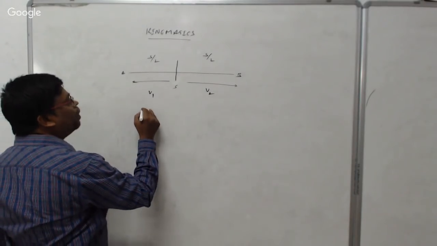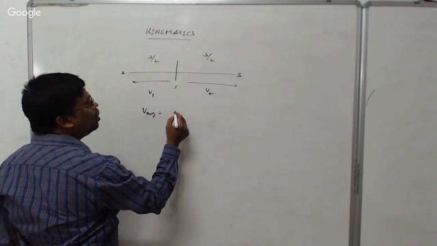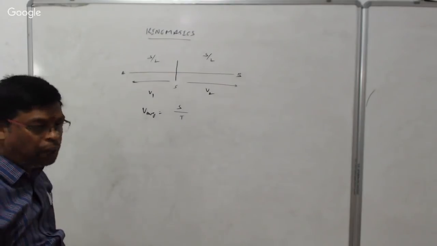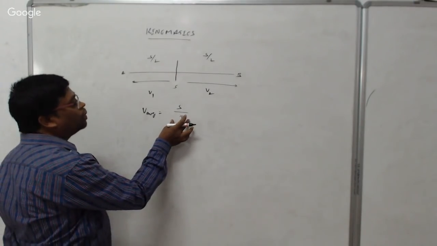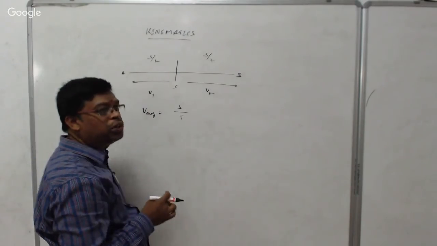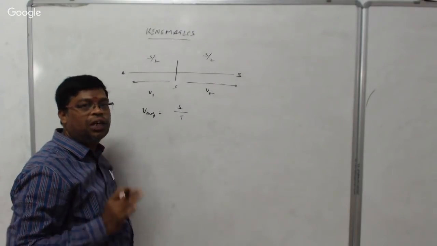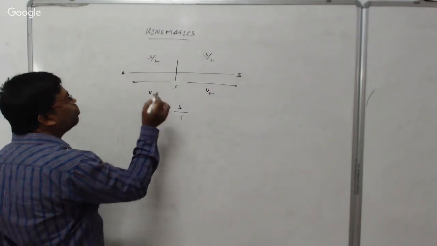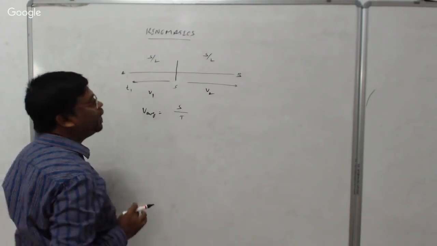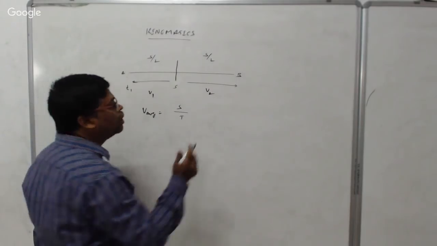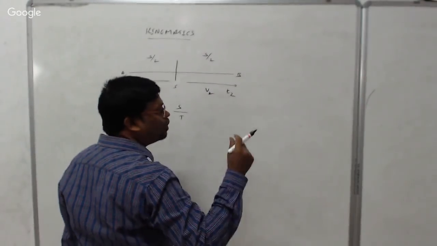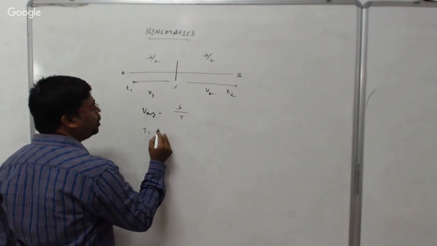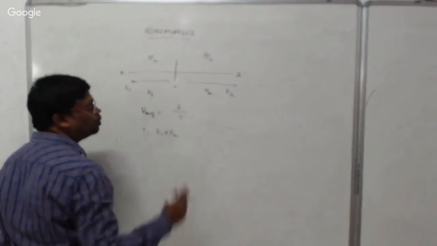What is the formula for average speed? V average is equal to total distance by total time. First, we require time taken. Time is not mentioned. Speeds are given, distances are given, time is not mentioned. Let us find the time first. Let T1 be the time taken for the first half distance and T2 be the time taken for the second half distance. Then total time T is equal to T1 plus T2.